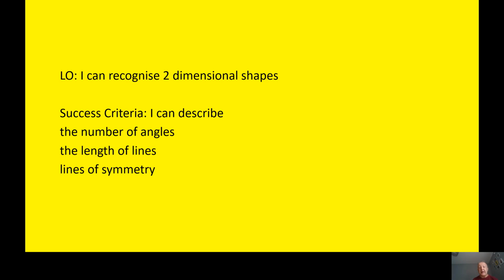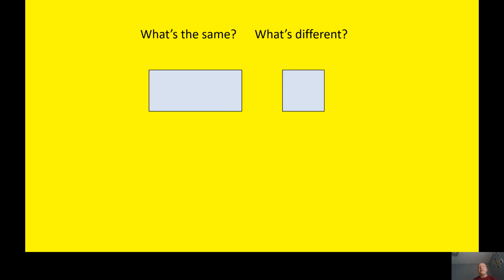So our success criteria by the end of the lesson, using different two-dimensional shapes, you should be able to describe the number of angles in a shape, to talk about the length of lines and also lines of symmetry. Okay, let's have a look at these two shapes. What's the same? What's different? Pause the video and write down a list of the things that are the same and then a list of the things that are different. There are quite a few. Okay, pause the video and complete that task now, then come back when you're done.